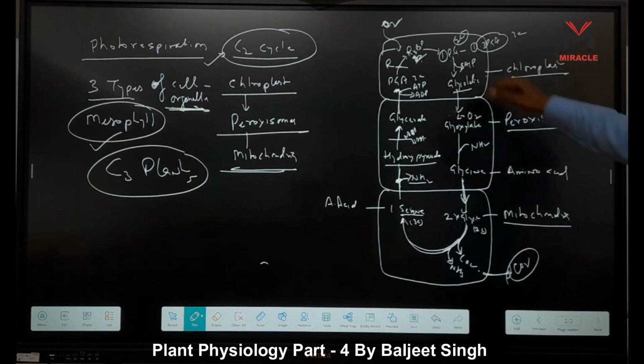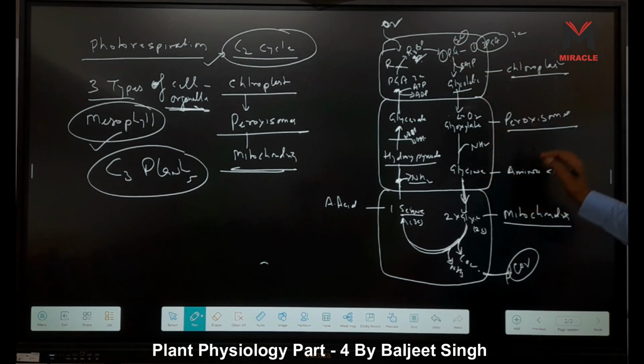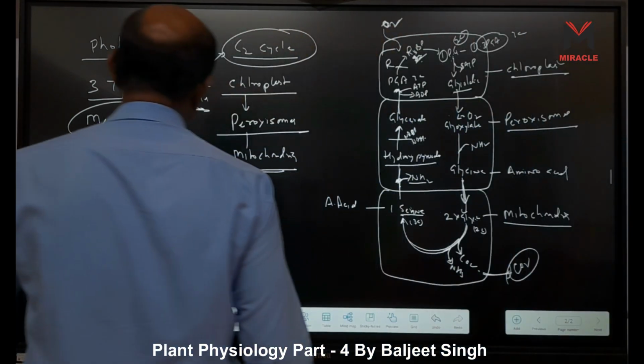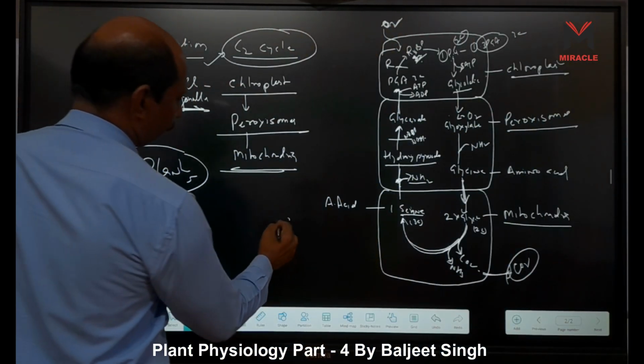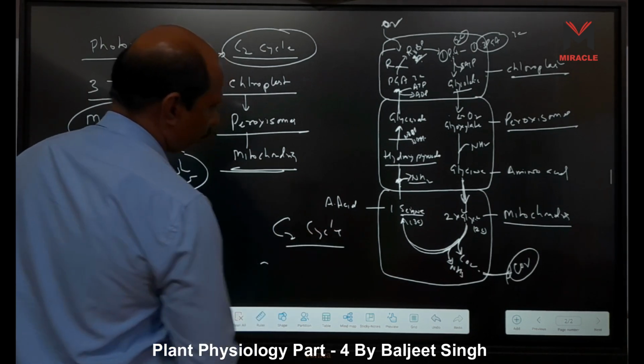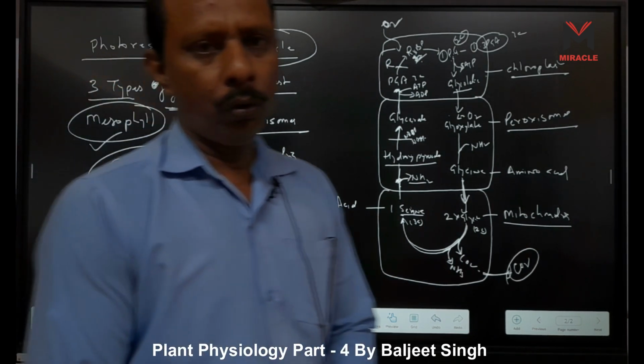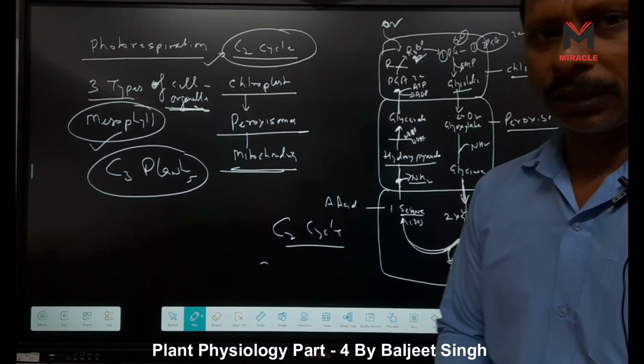So this is a cycle in which 3 cell organelles are involved. This is called the C2 cycle or photorespiration, which is a useless process in plants.